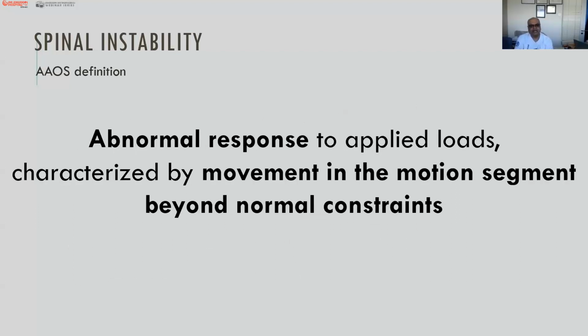And again, this definition was simplified by the AAOS, and they said it is an abnormal response to applied load characterized by movement in the motion segment beyond normal constraints. So this is far simpler. Normally, when we have a load applied to the spine, there will be some intersegmental movement. But if the intersegmental movement increases, then we call it spinal instability. And this spinal instability can be documented or studied by flexion extension views.